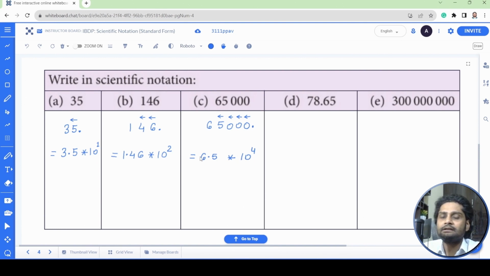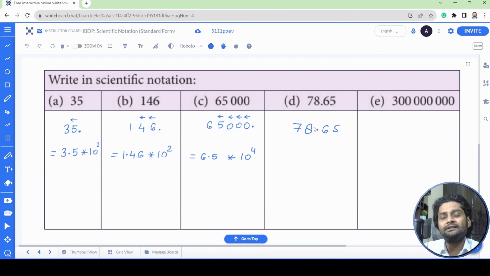And when you multiply 10,000 to 6.5, you will get your number back. But we don't want to do that again. Of course we are writing the number in scientific notation. So this is the second example. Now the third example. Now we have a decimal already present in the number. So as you see, 78.65.